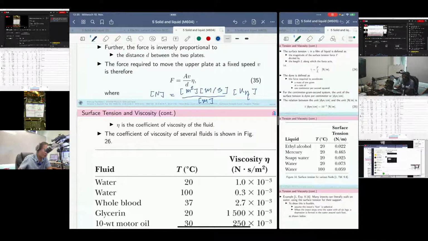So what is the unit of eta? First, you can cancel the meter and meter, so you would have meter square per second at this side. You move second to the left, you move meter square to the left. At the denominator, you would have Newton second per meter square. And that's the unit of viscosity.